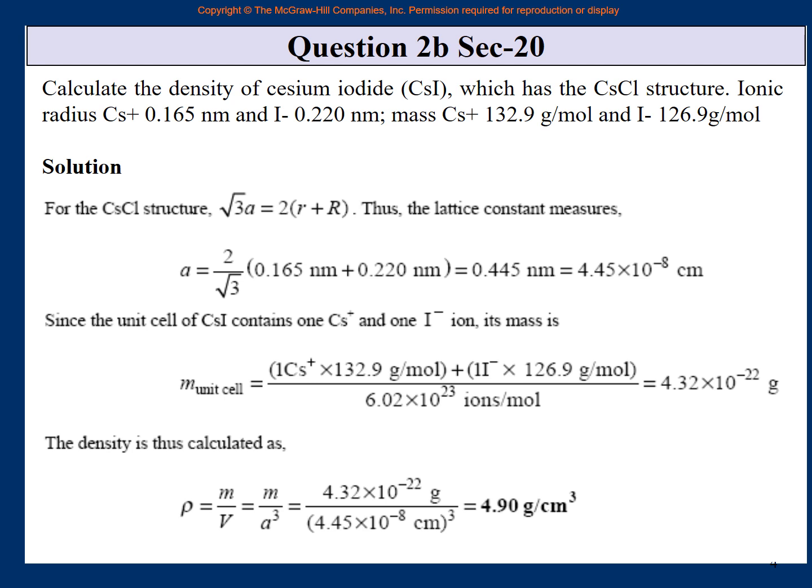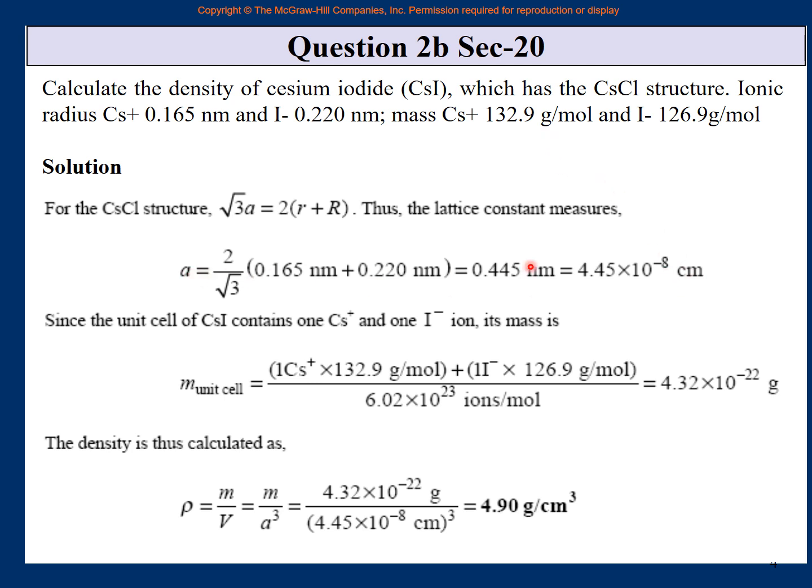Because the masses are already given in gram per mole, when you use the Avogadro's number, these will convert to grams. So the only thing you need to do is convert the nanometer into centimeter, because the difference between a nanometer and centimeter is 10 raised to minus 7. It is 0.445, so 4.45 times 10 raised to minus 8. It is a very, very simple conversion. So you have already done this in centimeter, and now when you find the volume, it will be in centimeter cube. So the units will be totally right, gram and centimeter cube.